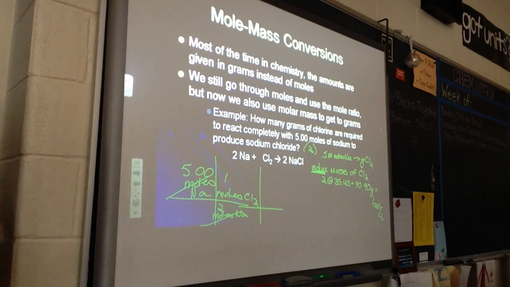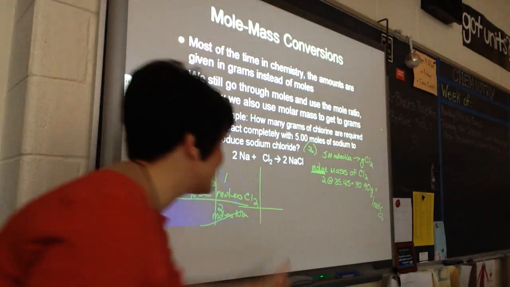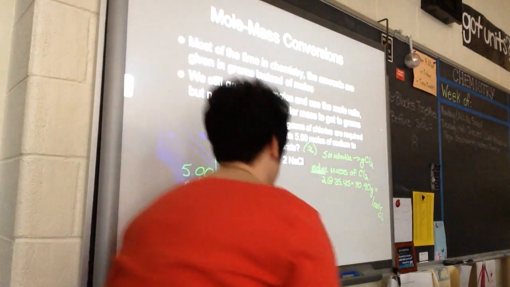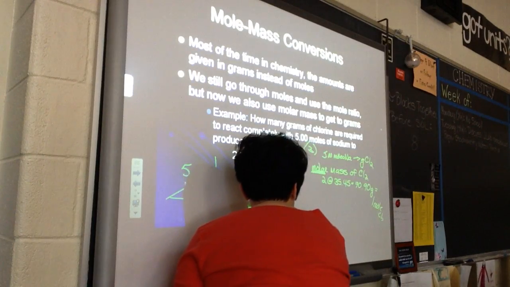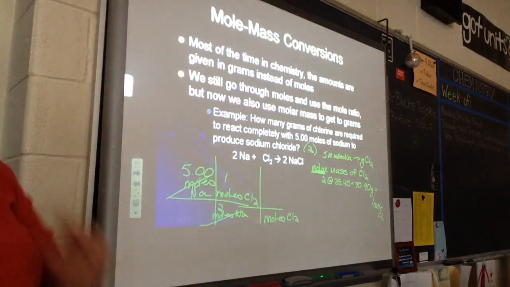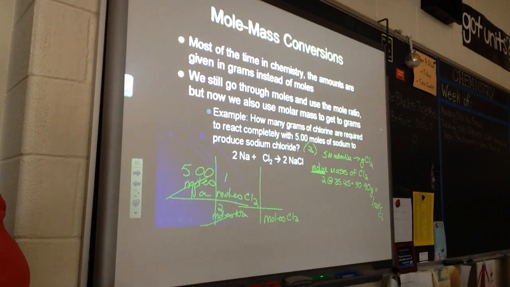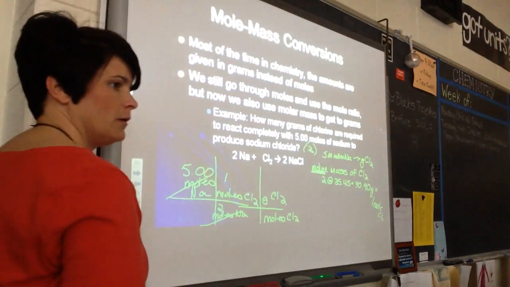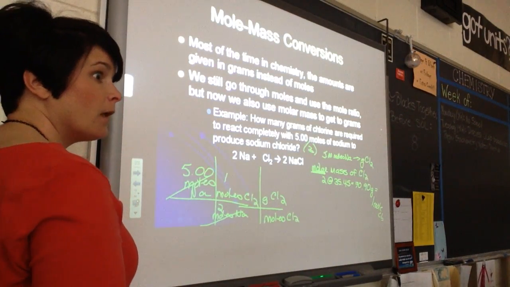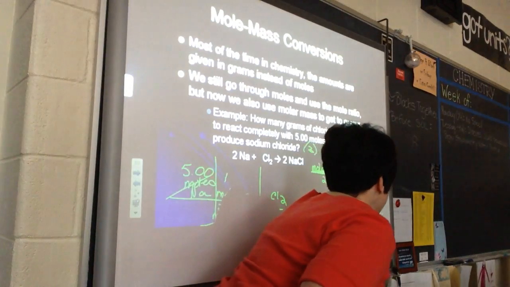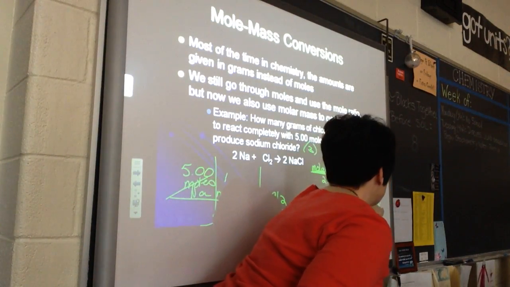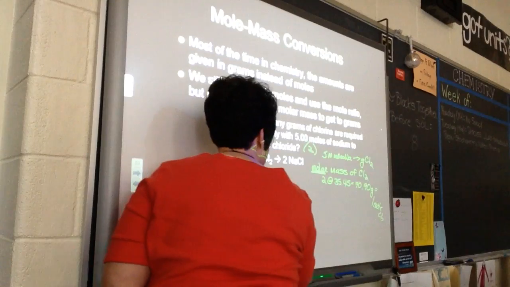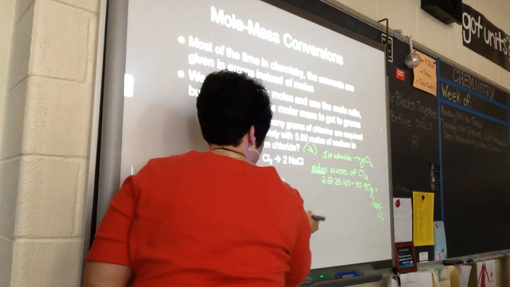Don't strain your brain. What has to go down here? Moles of Cl2, because it was up there and I want it gone, yes? Where am I trying to go? Grams of Cl2, grams of the same thing. Molar mass: 1 mole of anything is equal to how many grams? In this case, 70.90. 1 mole Cl2 is equal to 70.90 grams of Cl2.